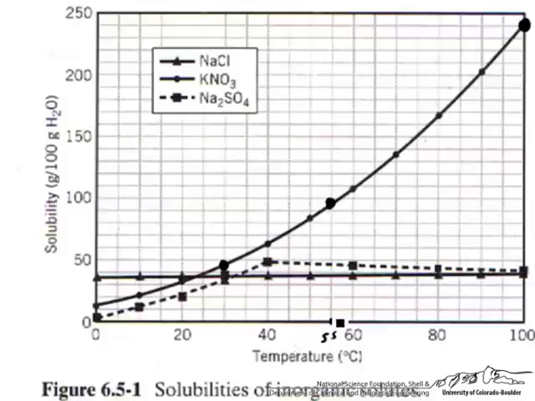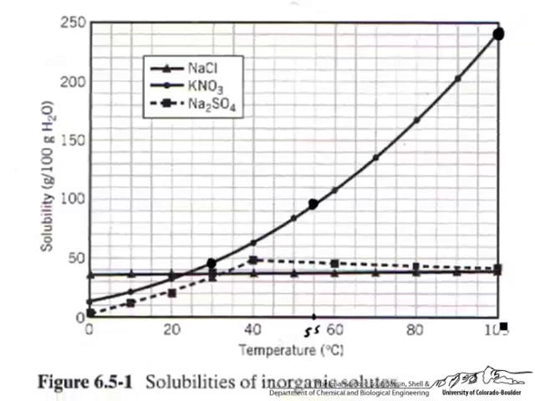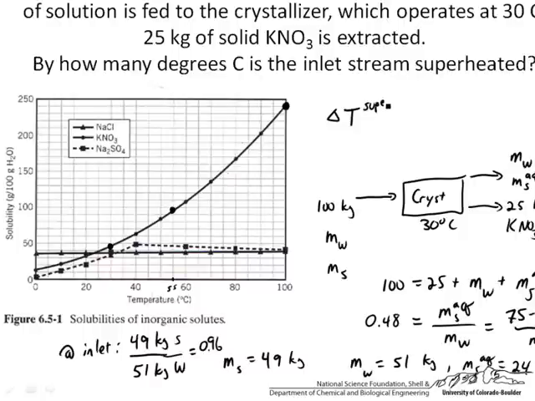To determine the degrees of superheat, I'm going to call this delta T superheat. We simply look at our 100 degrees C, which is our inlet temperature, minus the temperature that corresponds to saturation at these conditions if we were at equilibrium, and that's 55 degrees C. And so we have 45 degrees of superheat.